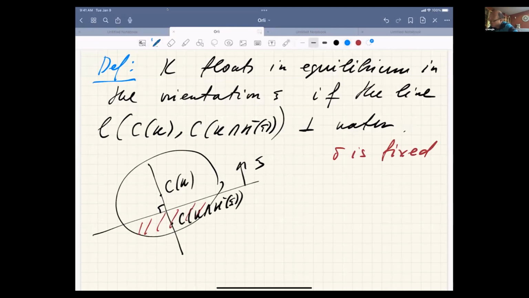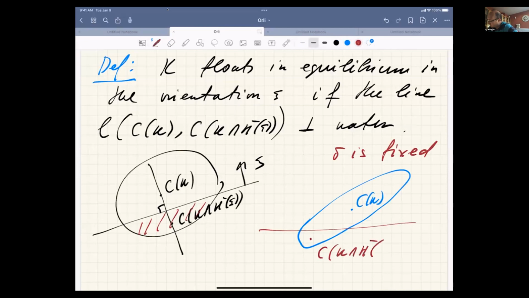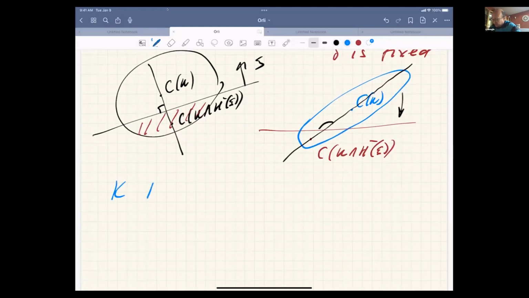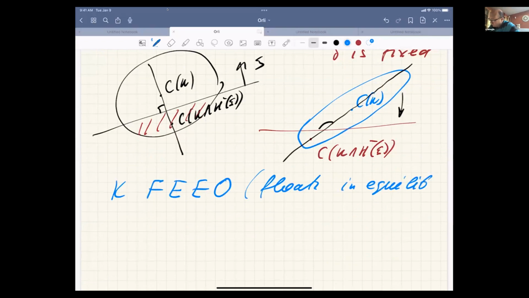Of course, this condition is not necessarily satisfied. For example, you have the body like this. This is your center of mass, and the water goes like this. This is the center of mass of the underwater part. Of course, if you look at the line passing through these points, it is not orthogonal to the water surface. Definitely the body is going to fall down. Okay, so we have this definition. And then we say also that K floats in equilibrium in every orientation.